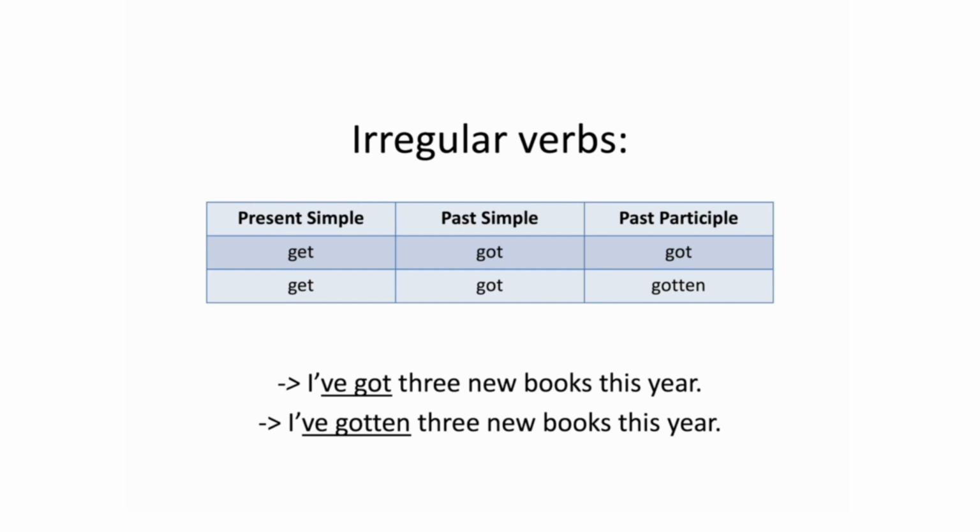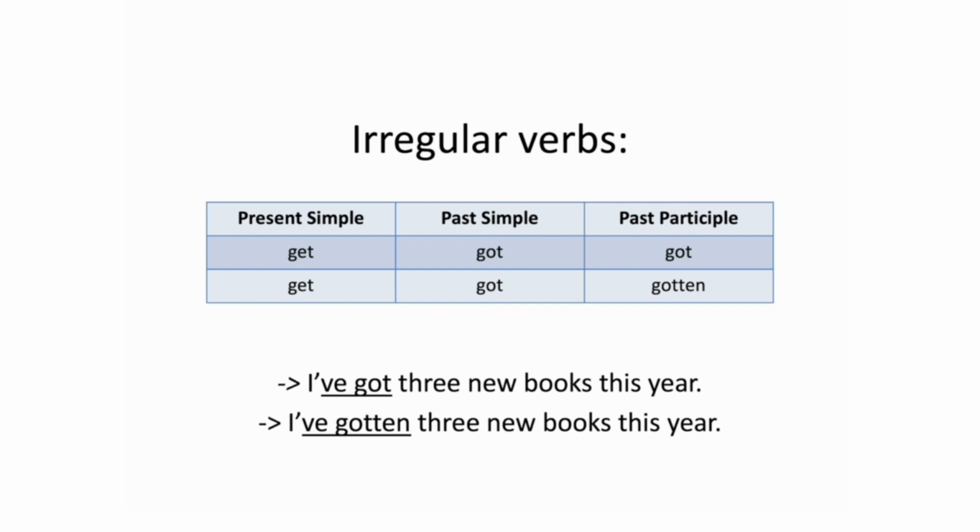Now, it's interesting to note an American versus British difference in an irregular verb. The verb get can be used as the past participle as got or gotten. Gotten is more used in the USA, in American English, whereas got as a past participle is more common in England and maybe some other English-speaking countries.